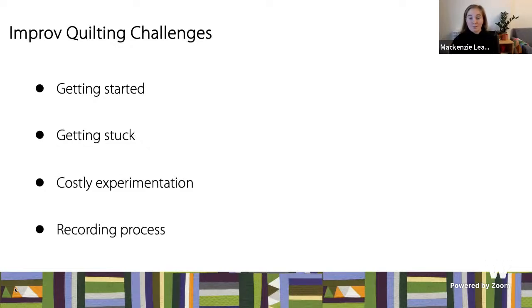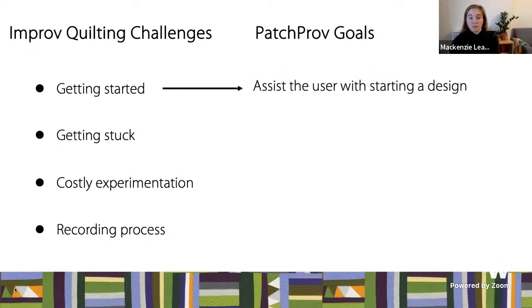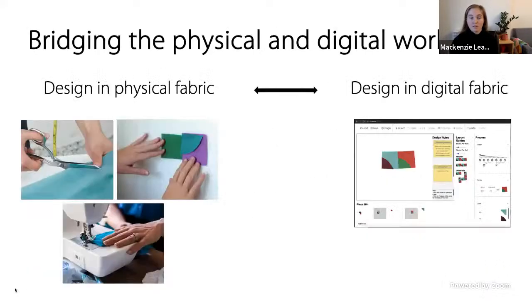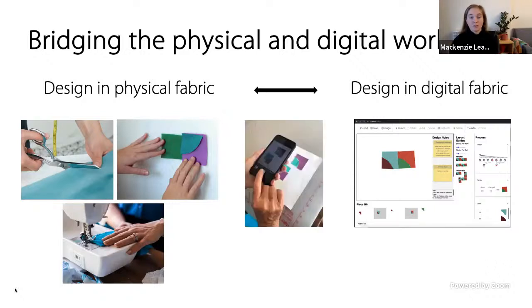So we set out to design a system called PatchProv to address these particular challenges. Our system needs to assist the user with starting a design, help users avoid indecision, promote reflection, and capture the overall approach or process by which a design is produced. In PatchProv, we are leveraging the strengths of the digital world to do low-cost experimentation, while preserving the ability to design and experiment as well in the physical fabric. It's through this connection between the two environments that we are able to record the creation process in the background. But to bridge the digital and physical worlds, users need to take photos of their fabrics as they work.